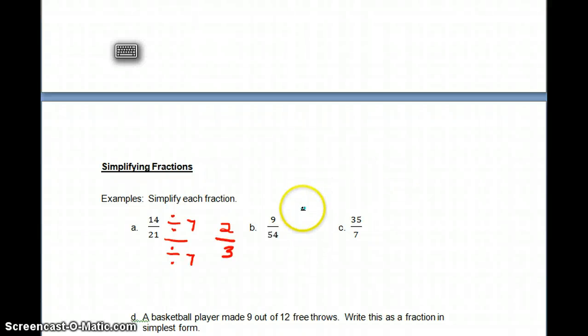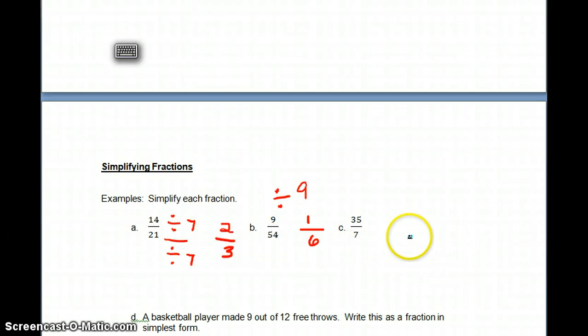Okay, by now you should have finished examples B and C, and for example B you should have seen that we can divide out a 9 from both the numerator and denominator. So when you do 9 divided by 9, you get 1 in your numerator, and 54 divided by 9 leaves us with a 6 in the denominator. So example B reduces to 1/6.